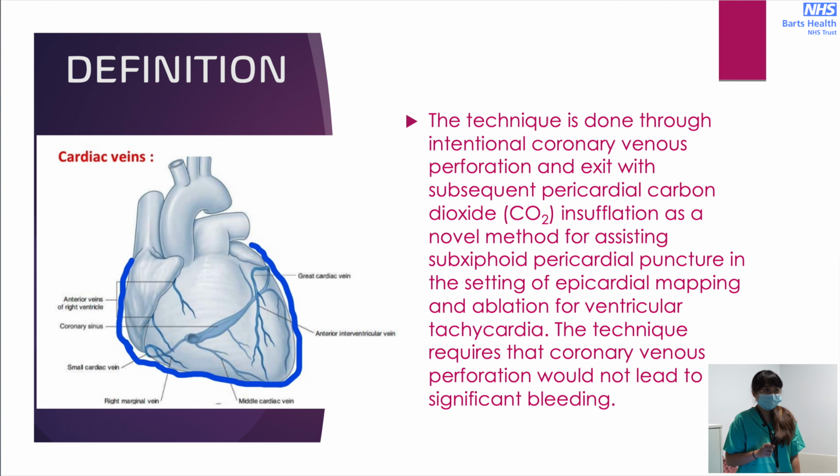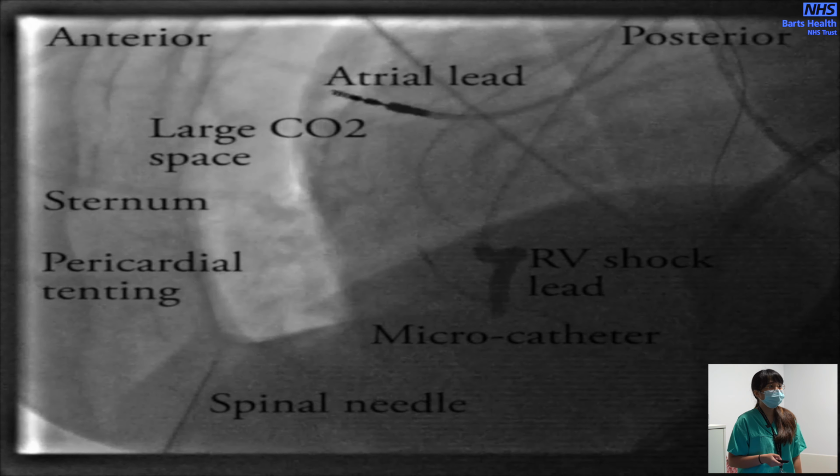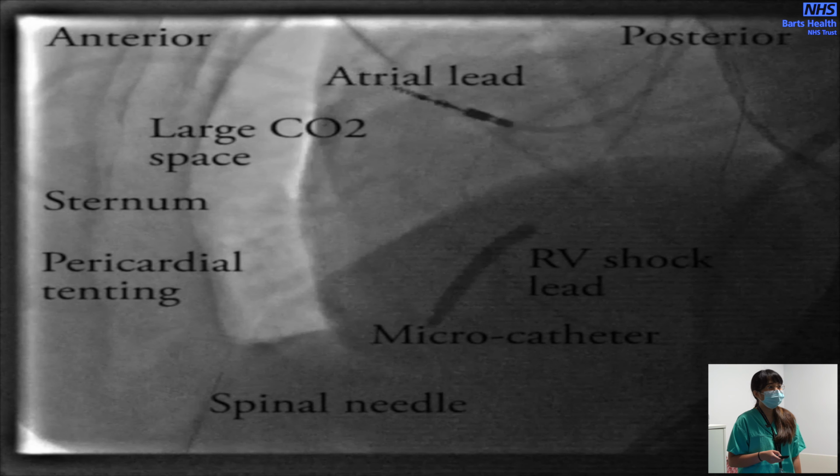The key aspect is that you have to select a very small cardiac vein. The smaller the vein, the less significant bleeding it would cause post-procedure. I'll show you an X-ray acquisition. So this is what it does.